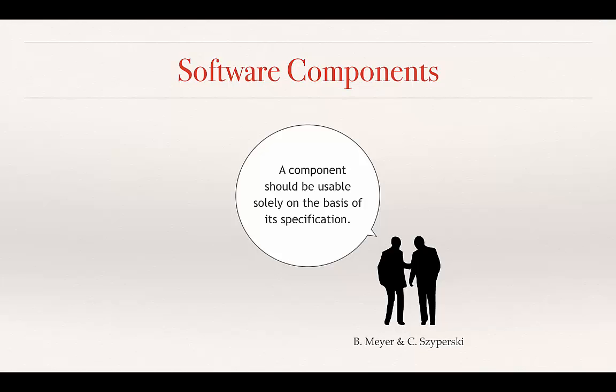For example, if I want to use a Java list component, I'm not going to look at its code. I'm just going to look at the Javadoc. And I'm going to assume that whoever implemented the list, regardless of whether they used an array list or a linked list, implemented it in accordance with the description in Java's API for list.